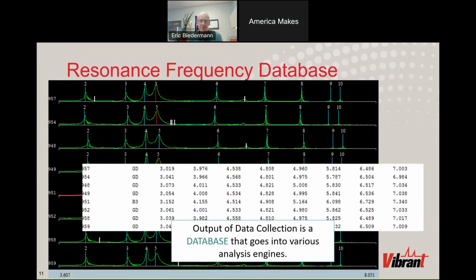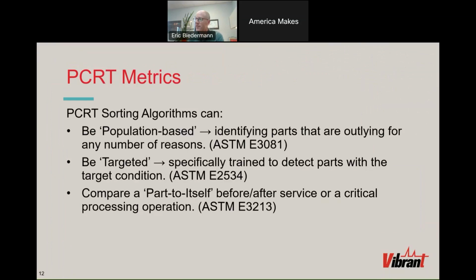And these analysis engines come in a few different flavors. For starters, our initial look at many populations, it's population-based, where we're looking at variation within and between populations, and we're identifying individual components that have a significant resonance frequency difference from the rest of the population, an outlier screening approach. And that process is covered by ASTM standard practice E3081.